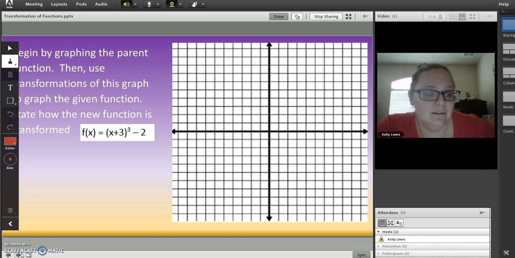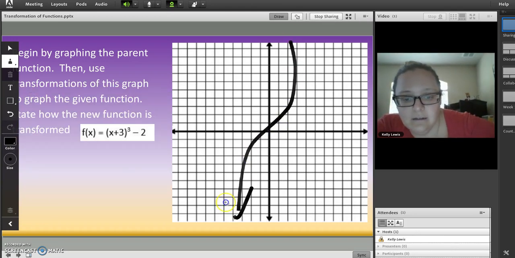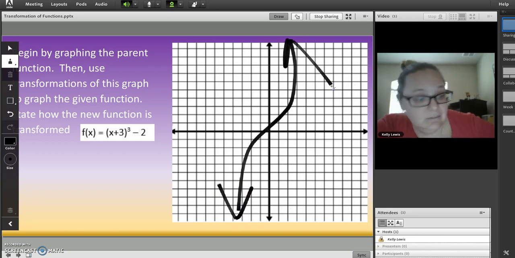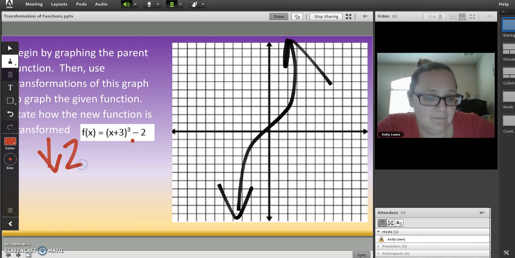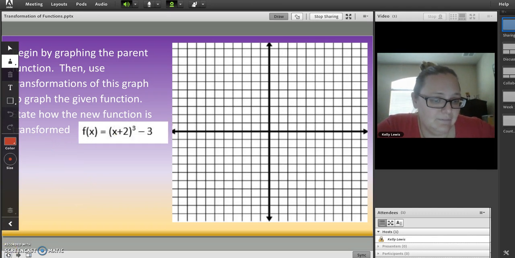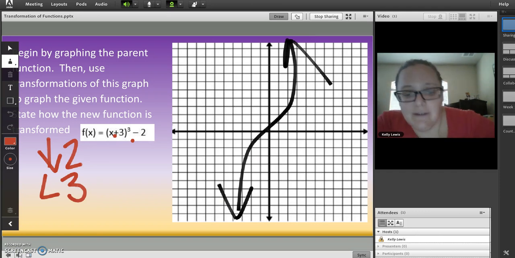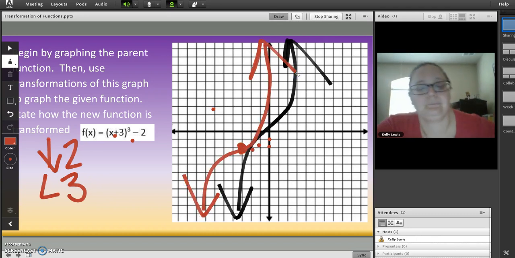Right here, our normal guy, like that, close enough. It's just by hand. All right, we need to go down 2 because of him, and here we need to go left 3. And so here we go down 2, left 1, 2, 3. This is like our new vertex, our new starting point.